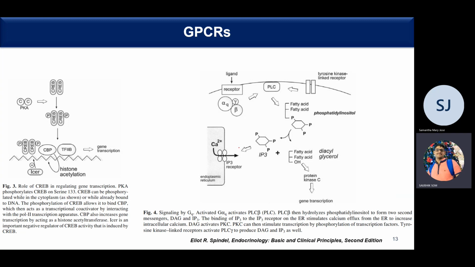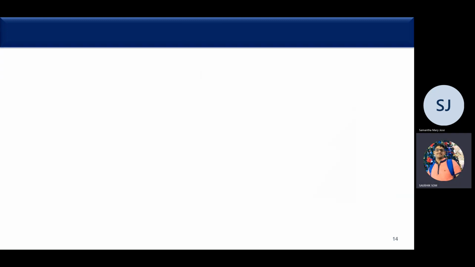The IP3 goes and binds to the IP3 receptor in the endoplasmic reticulum, which causes influx of calcium at the cytoplasm, and this calcium can again act as a second messenger to induce different kinds of signals. So this could be part of calcium calmodulin signaling and many other signaling, which I'll not go into details. Okay. So next I'll come to the second receptor, which is known as the receptor tyrosine kinase.